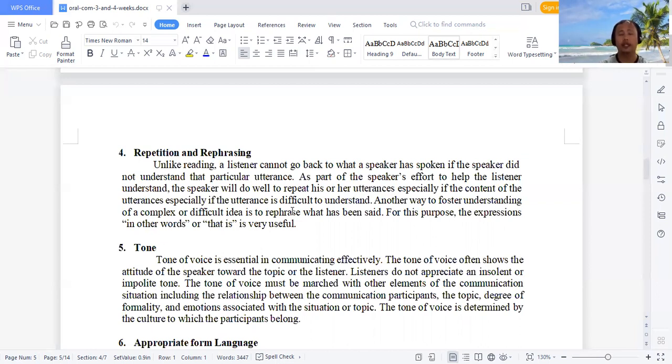Okay, so repetition. You have to repeat what you have said to a person so that the person whom you are talking with will understand your words, all right?